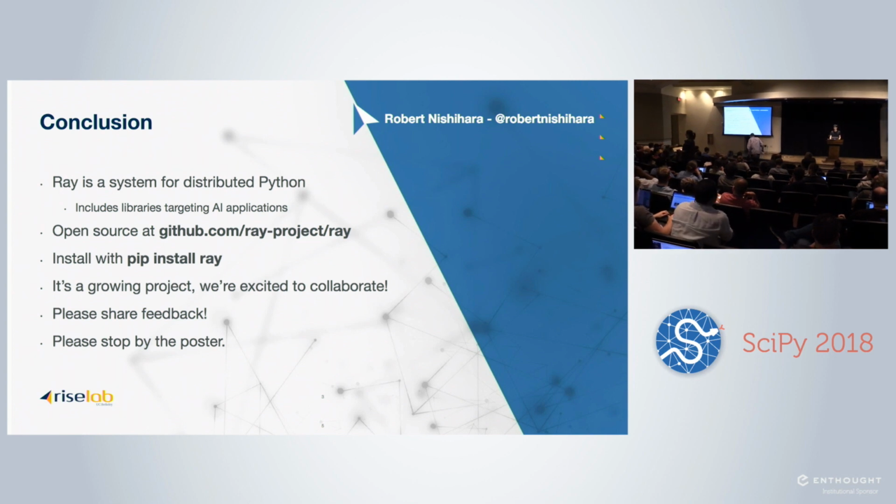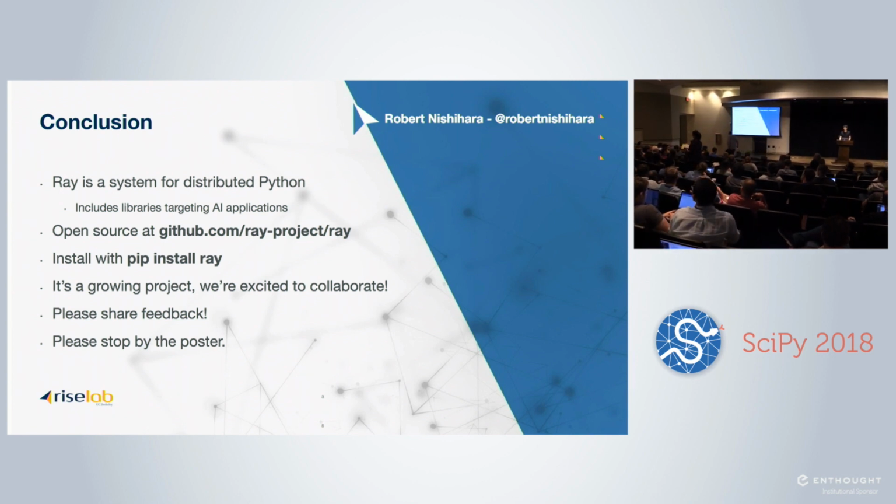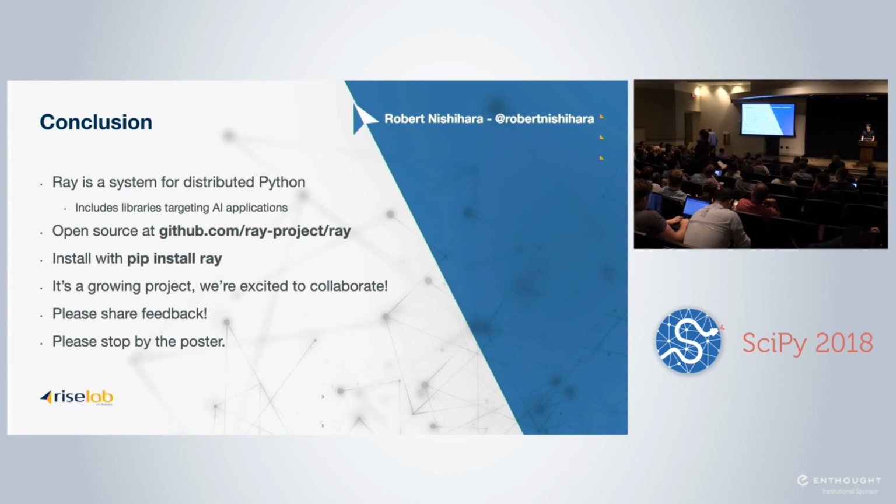Thank you, Robert. I have a question. You mentioned you can make dynamic task graphs. To what extent can you make dynamic coroutines? So have coroutines call other Ray coroutines?